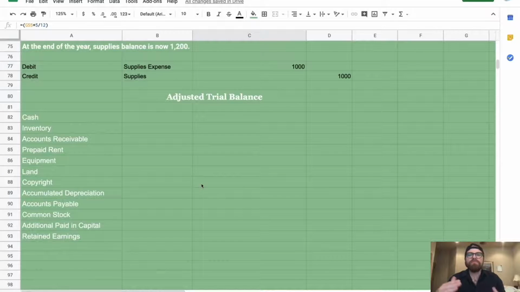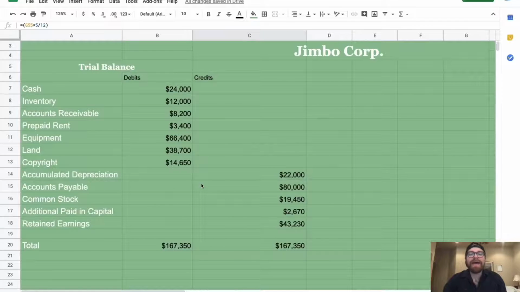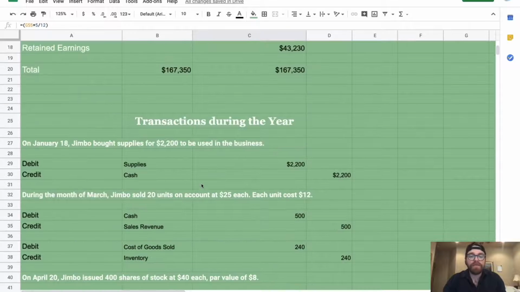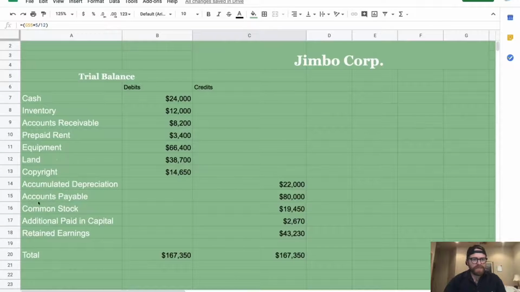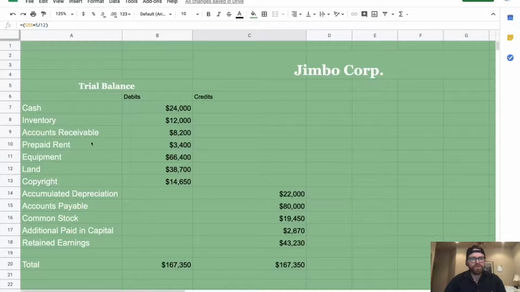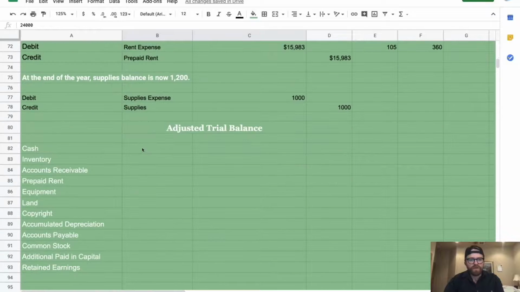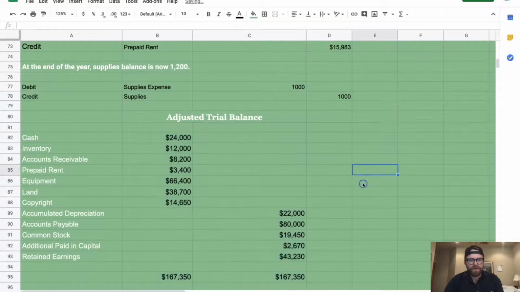So we're just going to basically move the numbers down from our original trial balance and add in any numbers that we need to go ahead and update based on our transactions, our journal entries here. So first off, supplies. I don't see supplies, and that's the first one we had up here. So what we're going to do is just copy these numbers down, and I'm going to update as we go. So moving down here, there we are.